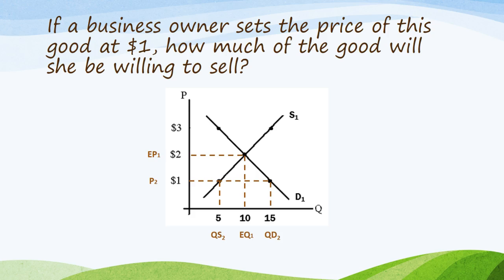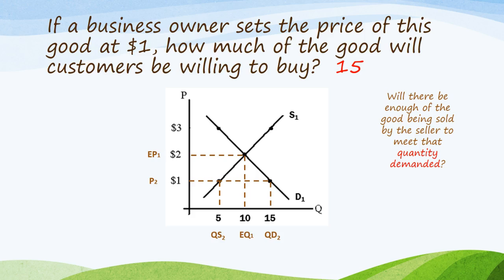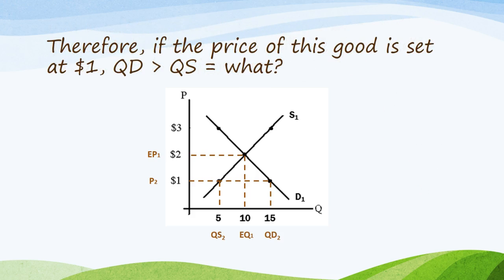The business owner sets the price of this good at $1. How much of the good will she be willing to sell? Quantity supplied is 5. If a business owner sets the price of this good at $1, how much of the good will customers be willing to buy? Quantity demanded is 15. So, will there be enough of the good being sold by the seller to meet that quantity demanded? The answer is no. So, if the price of this good is set at $1, quantity demanded is greater than quantity supplied, so that gives us a what? A shortage.